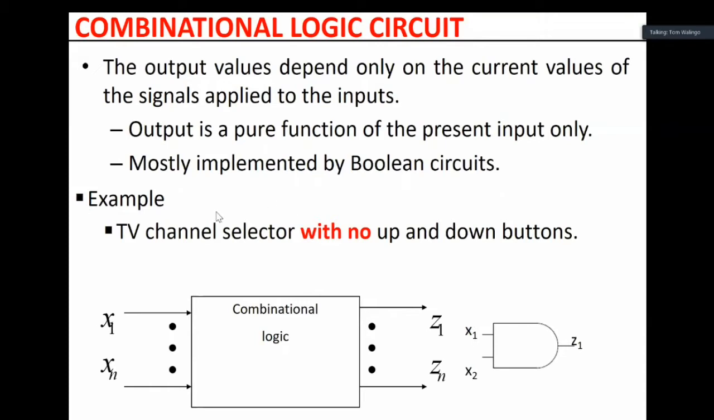So that output is a function of the current value of the input. An example: at home, if you had a TV that doesn't have up and down buttons, you people have not seen that. I'm sure you will say, how can you have a TV remote like that? They were there some 20 or so years ago. It does not have an up and down button. You just punch in the number that you want. So that is an example of a combinational logic circuit. It doesn't matter where you are.